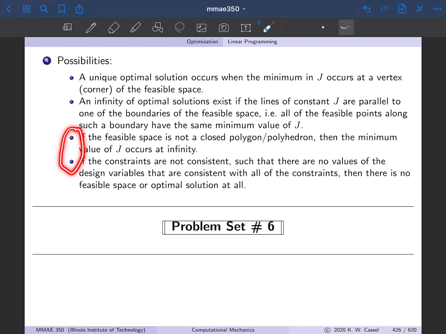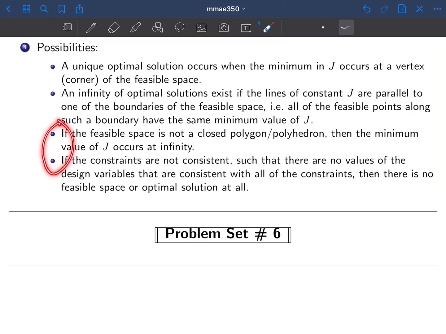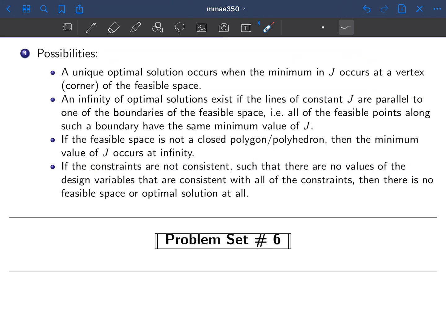So the last two usually mean that you have not formulated the optimization problem correctly, you've missed something, or if you have formulated correctly, then you need to go to your boss and tell them that this just isn't going to work. There is no optimal solution, or there are optimal solutions at infinity, which obviously is not something that can be done in practice. The first one is the most desirable. The second one is an okay outcome, but again, it gives you an infinity of possible optimal solutions. The third and the fourth options again mean that you need to do more work.